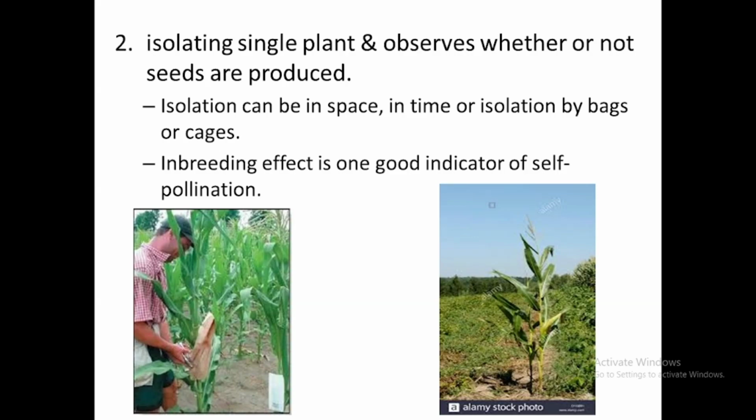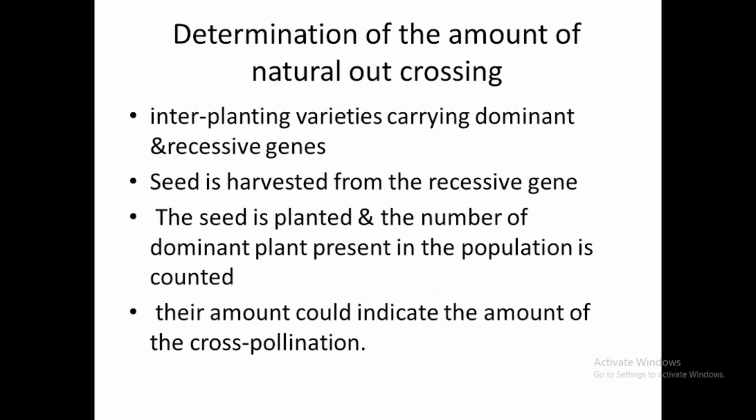For natural outcross determination, there are procedures, and these are: 1. Interplanting varieties carrying dominant and recessive genes. Then, seed is harvested from the recessive gene, and then the seed is planted and the number of dominant plant present in the population is counted, and their amount could indicate the amount of the cross-pollination.